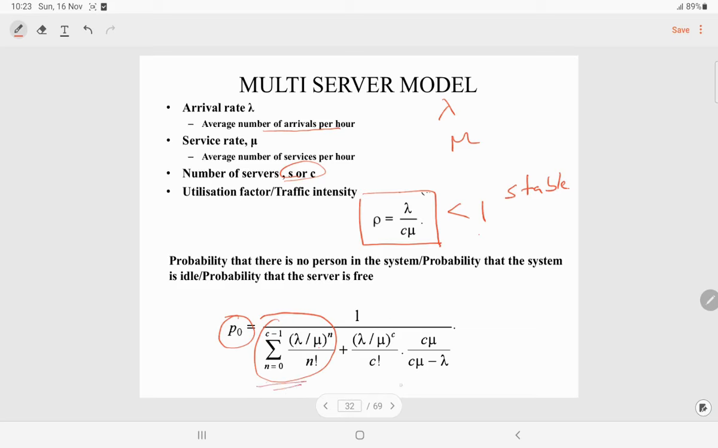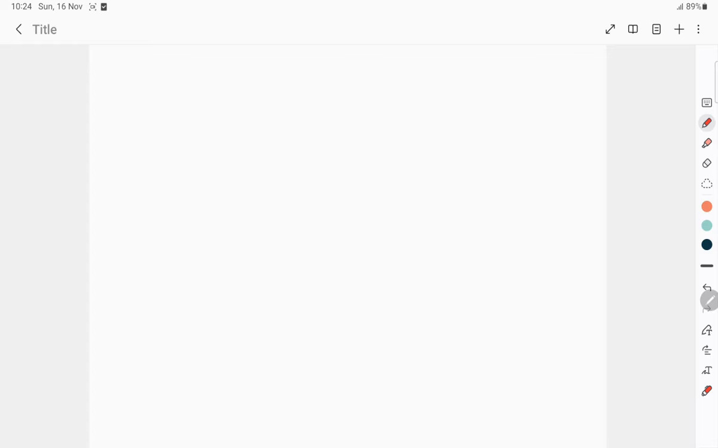Then plus the other component, that is (lambda by mu) raised to c divided by c factorial, into c mu divided by c mu minus lambda. This particular equation is very important because, to find all the parameters, we need this value. So you need to study this equation first. I will write it once again and we will see.